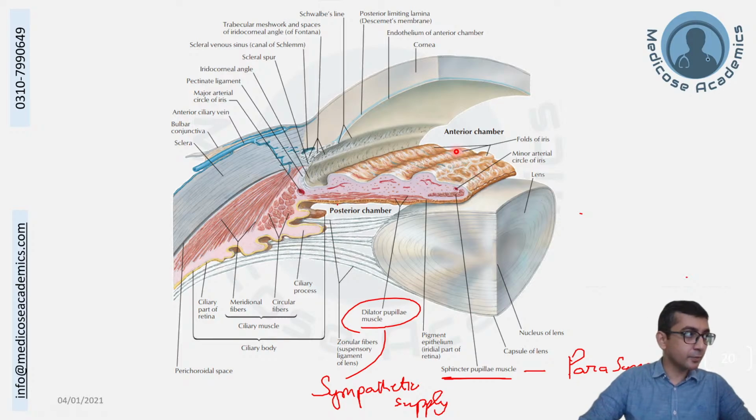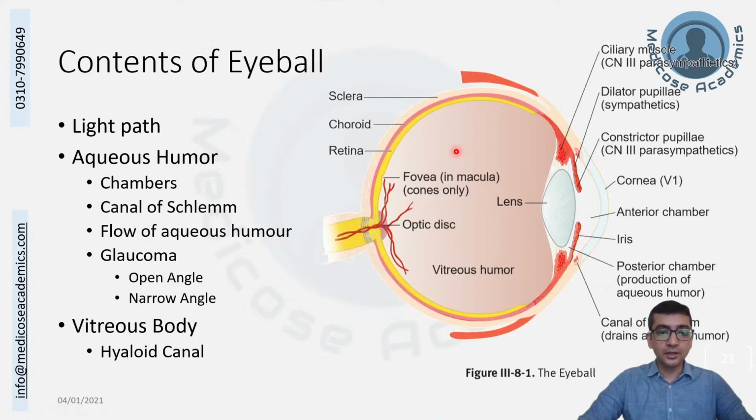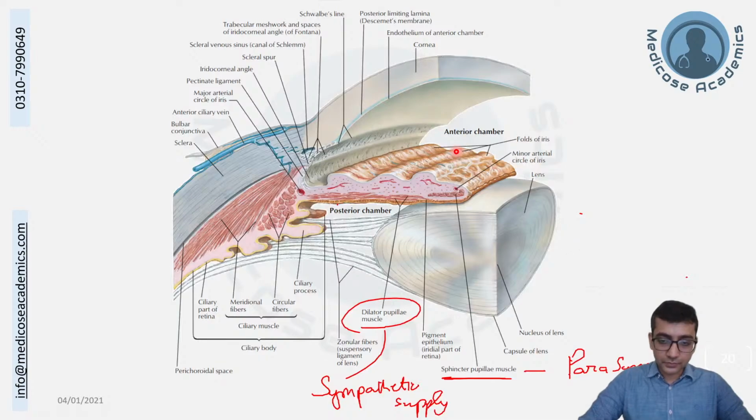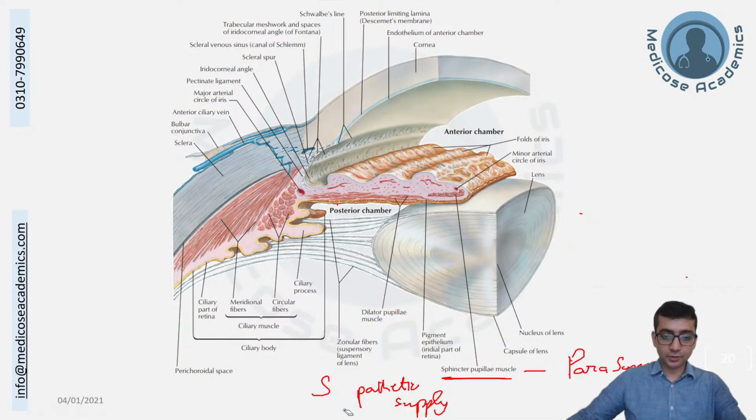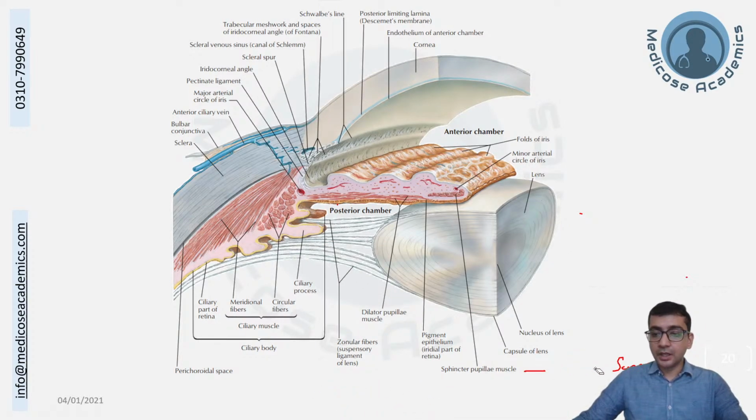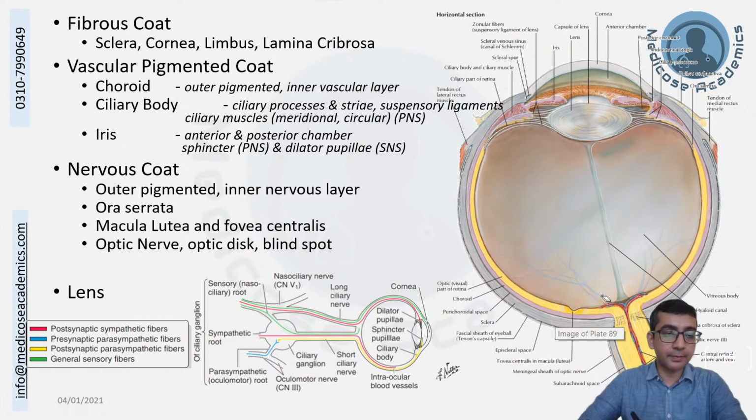So there are dilator pupillary muscles and constrictor pupillary muscles. So this is all about the middle layer, the vascular pigmented coat of the eye. We talked about the choroid, its outer pigmented and inner vascular layer, the ciliary body, the ciliary process, suspensory ligaments, ciliary muscles, and their supply. And then we talked about the iris.